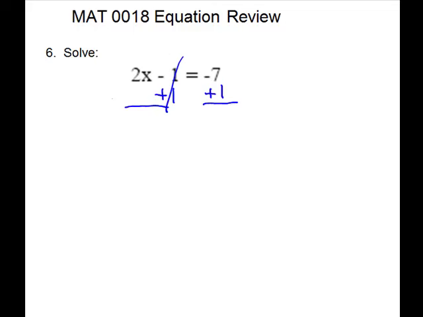Leaves us 2x on the left-hand side. Bring your equals straight down. Different signs, subtract. Sign of the larger on the right-hand side. Now we're ready to divide. So we'll divide on both sides by our coefficient, which is a 2.